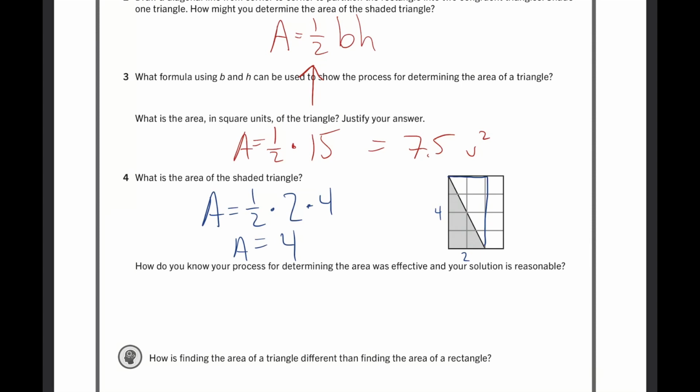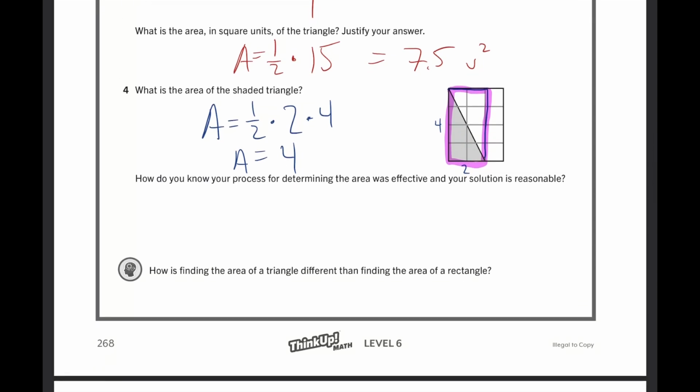How do you know the process for determining the area was effective and your solution is reasonable? Well, we can see, and we've seen in many examples, that any triangle is half of a parallelogram, in this case, half of a rectangle. How is finding the area of a triangle different than finding the area of a rectangle? Well, it's half. So whatever my area of my rectangle is, the triangle is half.